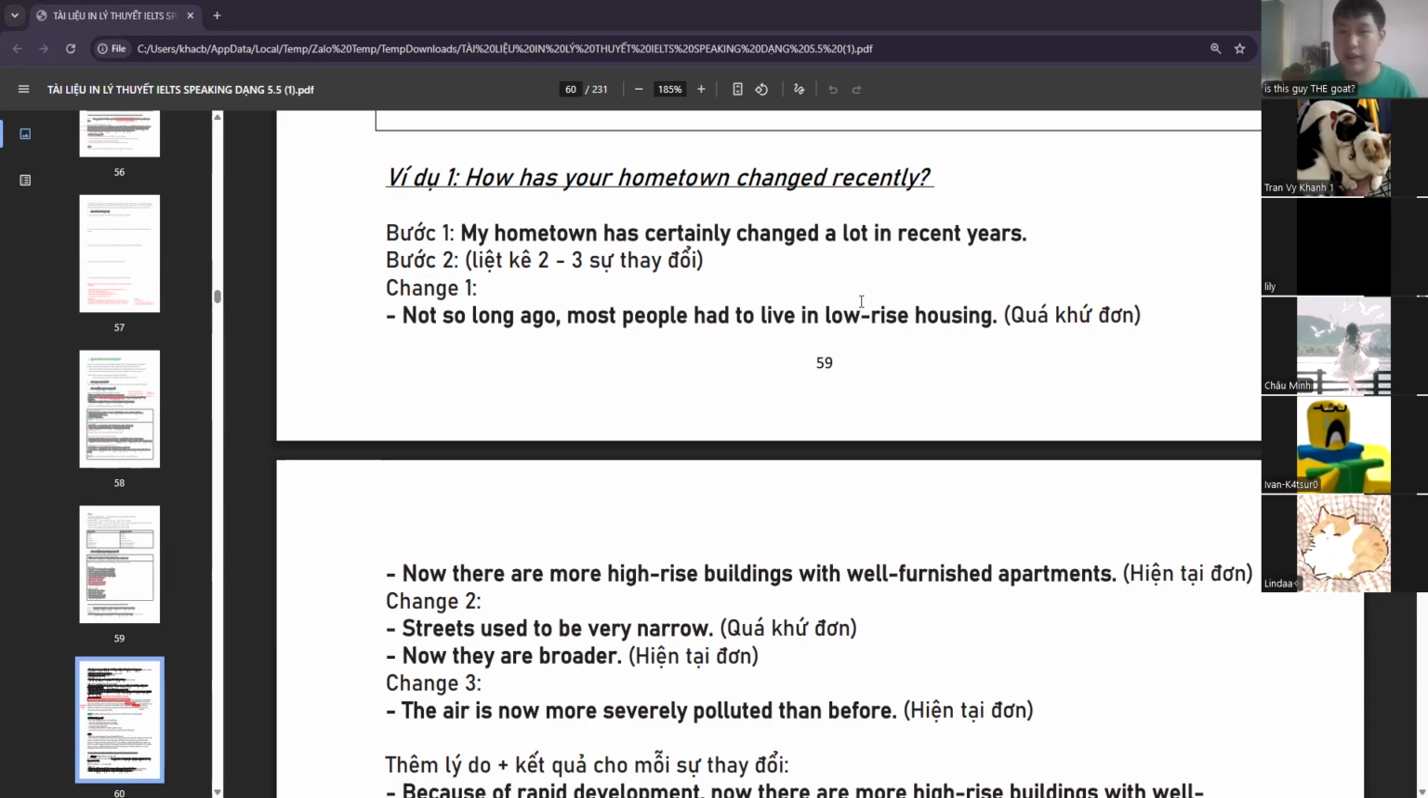they went from small houses to apartments, or they went from, let's say, economy, for example. Maybe people spent less back then, but now due to the rise of consumerism, people spend more. Those are some examples of what you could do for this type of question.